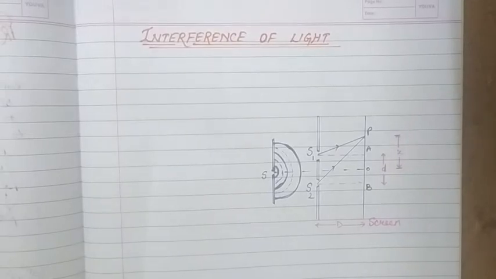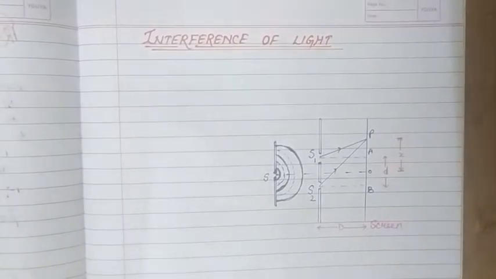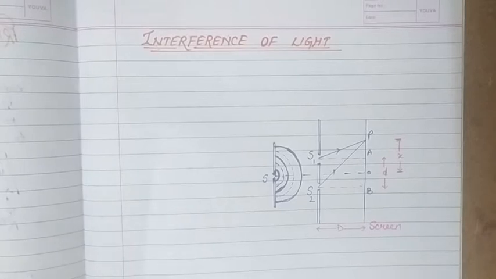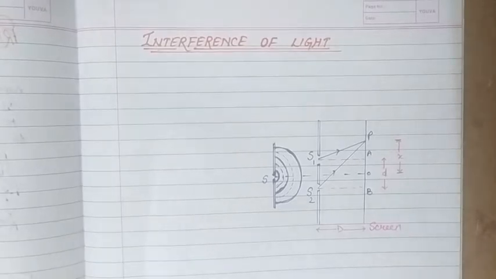Hello students, in the previous video we studied the principle of superposition of waves. Now we are going to study a phenomenon known as interference of light, which is based on the principle of superposition of waves only. It is a result of superposition of two or more waves.